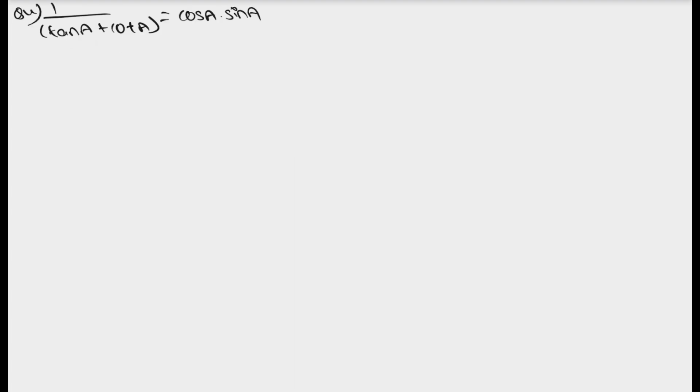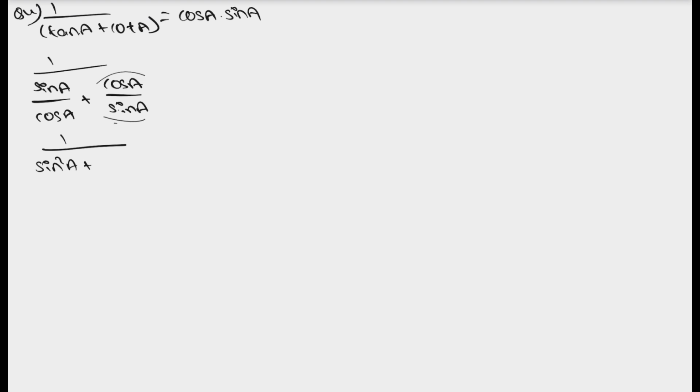Question number 4, we have 1 by (tan A plus cot A) is equal to cos A into sin A. So we need to get our answer in terms of cos and sin. Convert this tan and cot in terms of cos and sin. We know tan A can be written as sin A by cos A. Similarly, cot A can be written as cos A by sin A. Now let's simplify this denominator. We'll take the LCM, which will be cos A into sin A. This term we have to multiply with sin, so we'll get sin square A, and this term we have to multiply with cos, so we'll get cos square A, by cos A into sin A.